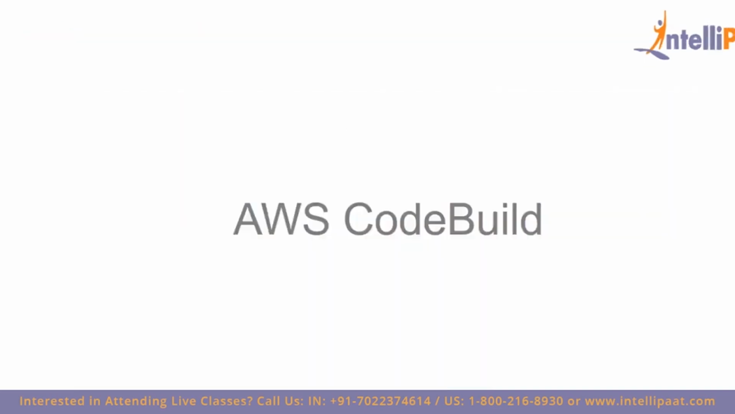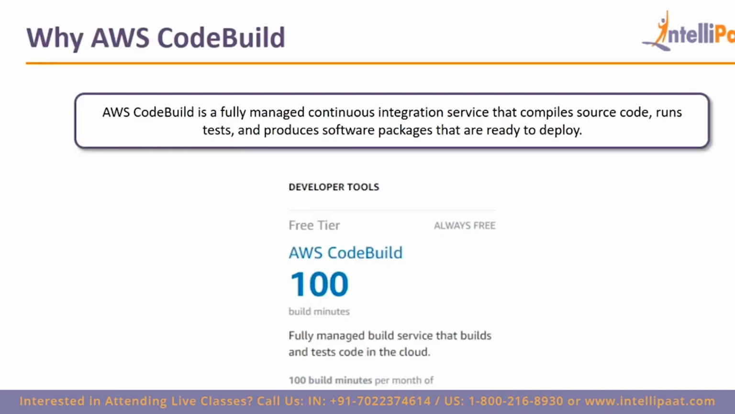And then AWS CodeBuild. The name suggests that this tool is for building your application. It provides a fully managed CI service, that is continuous integration service. It will compile your source code. You can run tests, you can run unit tests, and also provide software packages and store them in AWS S3 so that you can take out those packages and use them to deploy your application.